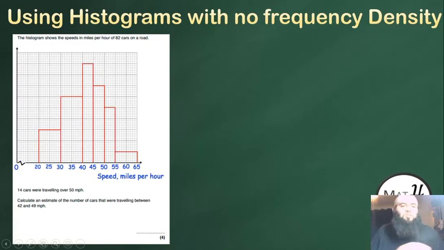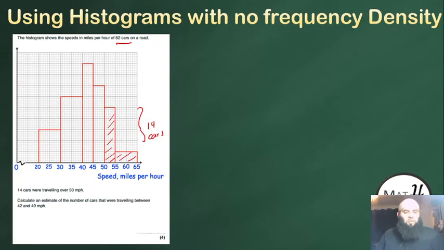The histogram shows the speeds in miles per hour of 82 cars on a road. So we know that all of these equate to 82 cars. 14 cars were traveling over 50 miles per hour. So we know everything that is past 50 miles equates to 14 cars. Okay, so that's good information. So we can use that to find out how much one car is.